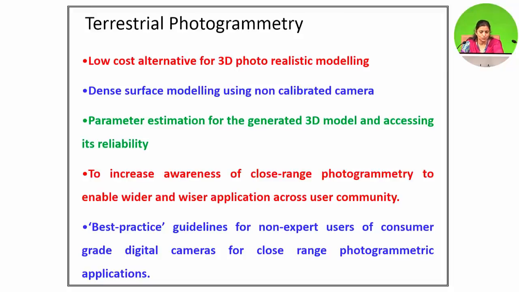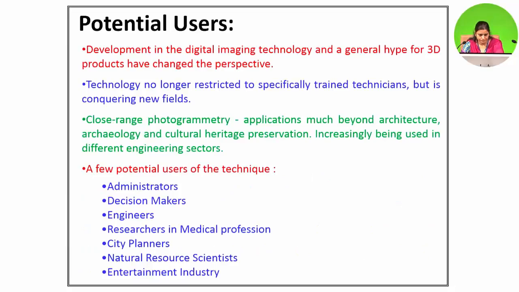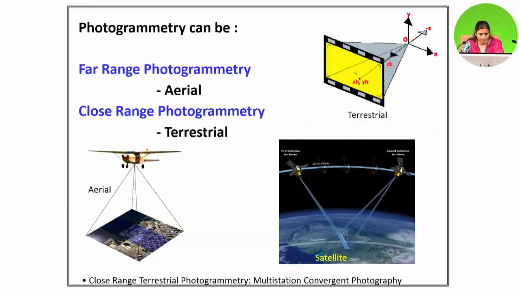We also want to make people aware of close range photogrammetry to enable wider and wiser application across the user community. These are a few potential users who can use close range photogrammetry: administrators, decision makers, engineers, researchers in the medical profession, city planners, natural resource scientists, the entertainment industry, and many more.